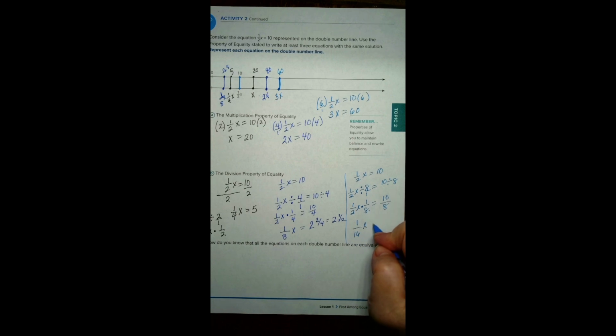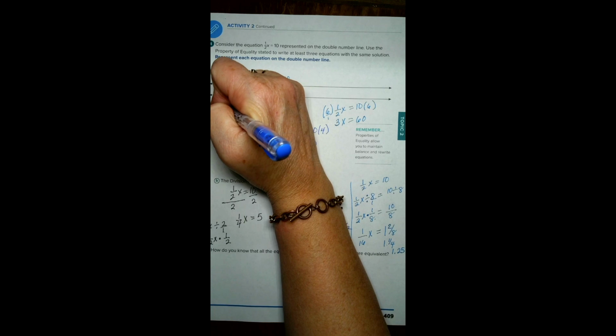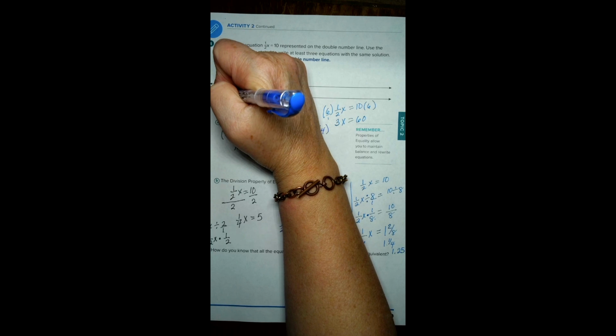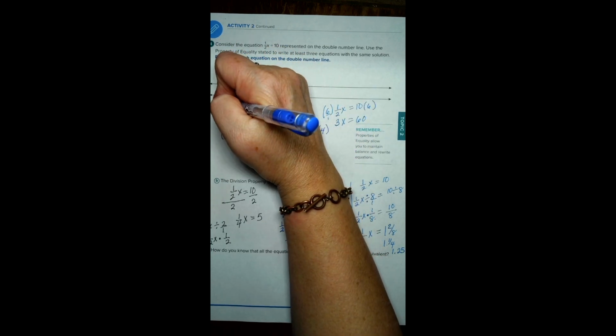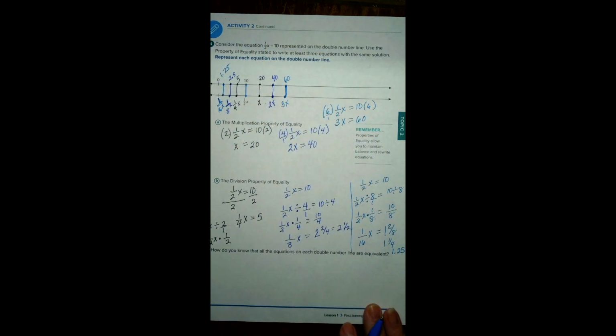So 1/16 x equals 10/8 is 1 whole, and then 2 out of 8 left. So that's 1 1/4, which if we did that as a decimal, 1.25. Okay, and so it's 1/16 x and 1.25. And 1/16 is half of the eighth. Half of 2.5 is 1.25.